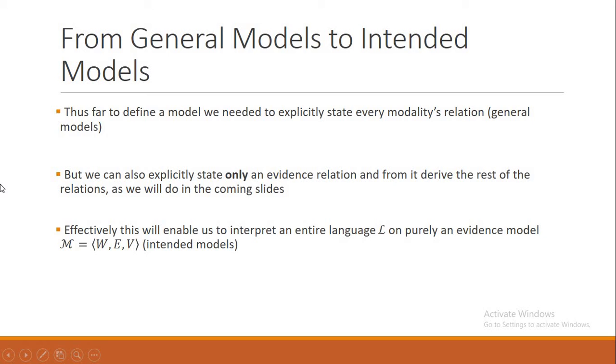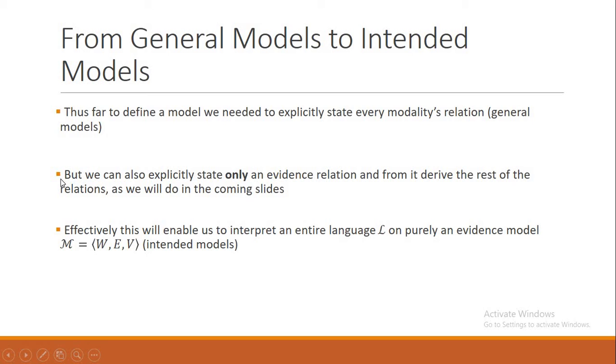Now, so far what we've been doing is defining what a model is, like what a general model or a general structure is. If anybody wants to define a model, they just need to make sure to adhere to the constraints in the previous slides. But they'd have to define each relation explicitly and individually, and they'd have to go through it all. But what we can do now is explicitly state only the evidence relation, and from that evidence relation derive the rest of the relations, as we will do in the coming slides.